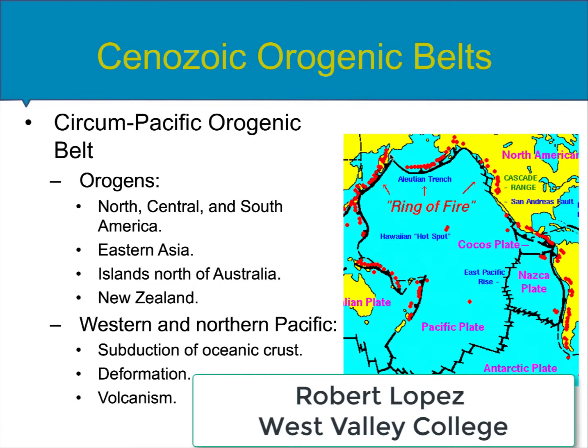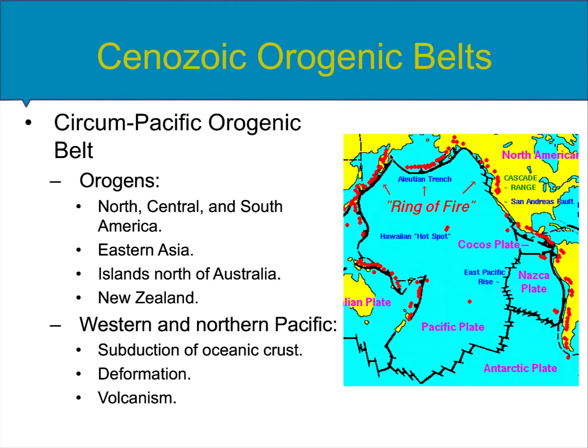Welcome back to Historical Geology. I'm going to continue on with Chapter 16 on the Paleogene and Neogene of North America. And now we're going to move on to the Circum-Pacific Orogenic Belt, which to most of us we know as the Ring of Fire, which are the volcanoes and earthquake activity that occurs around the Pacific Ocean basin.